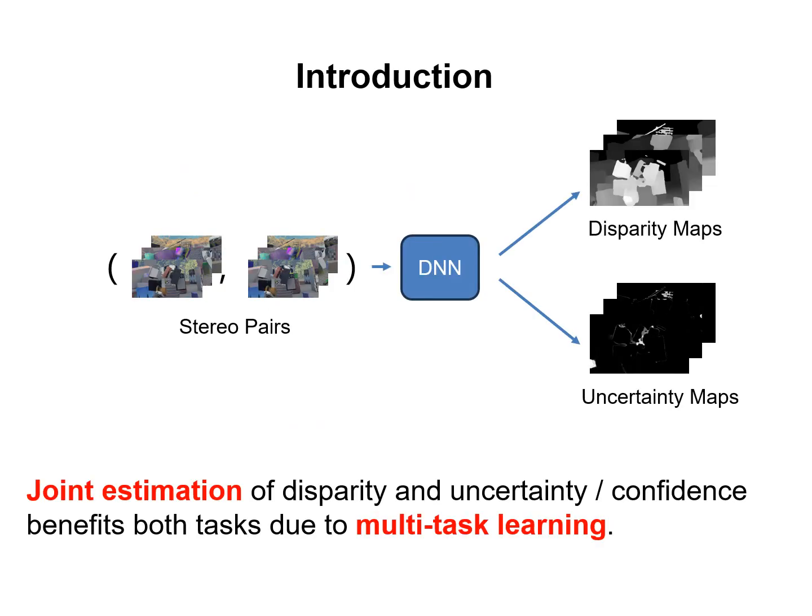In stereo matching networks like GCNet, GwcNet, and PSMNet, disparity maps are produced by constructing and processing a cost volume from stereo image pairs. Since this process is imperfect, uncertainty estimations are valuable. Recent studies, such as the Reflective Confidence Network and the Cost Volume Analysis Network, have demonstrated the advantages of jointly estimating both disparity and uncertainty or confidence through multitask learning.